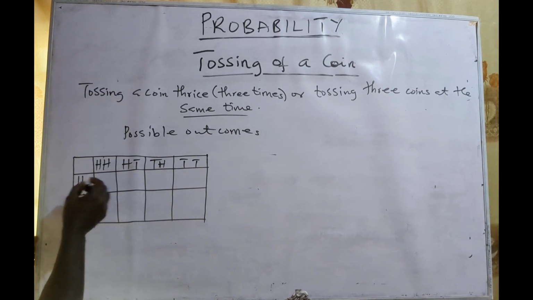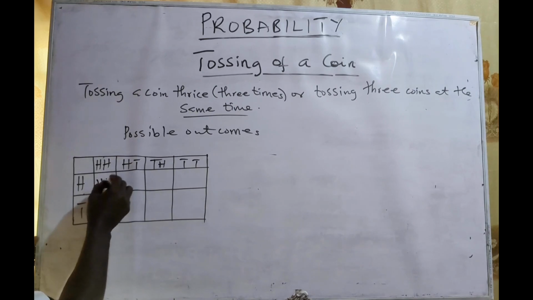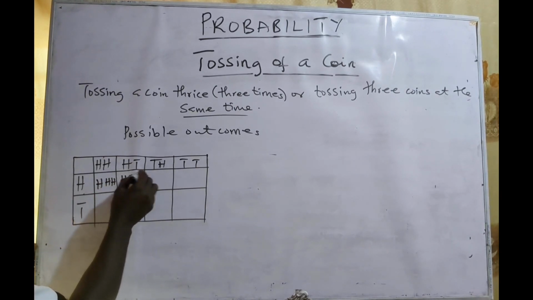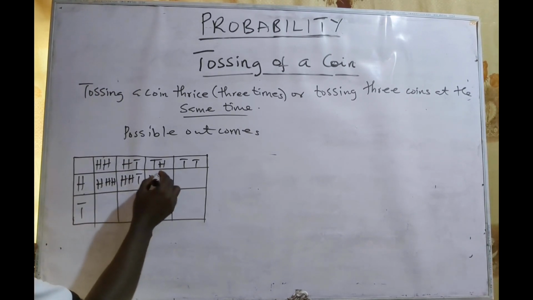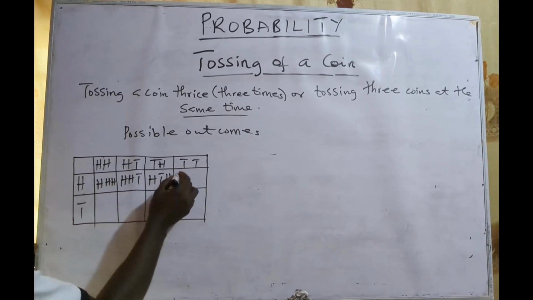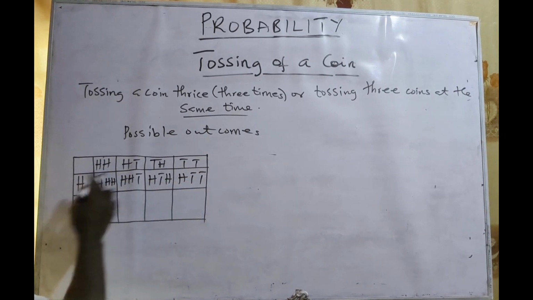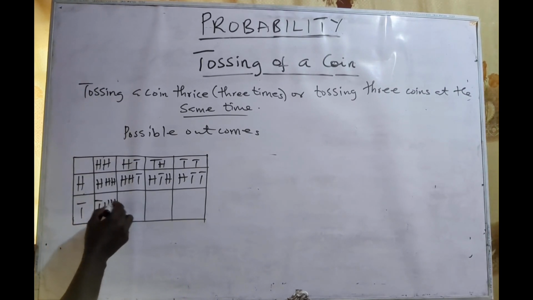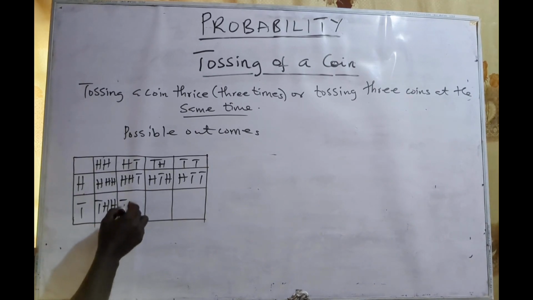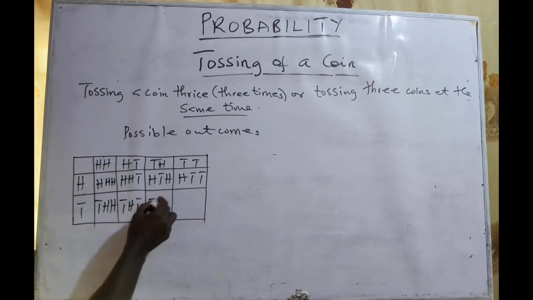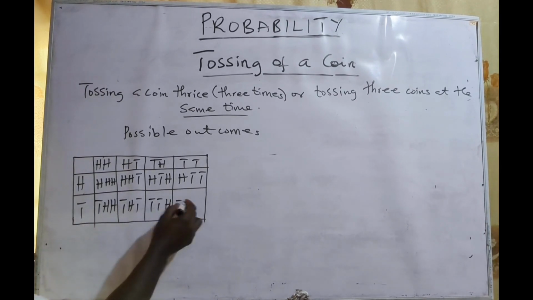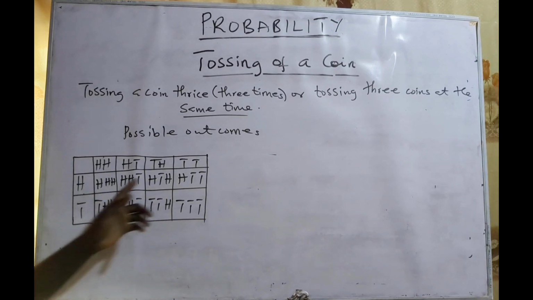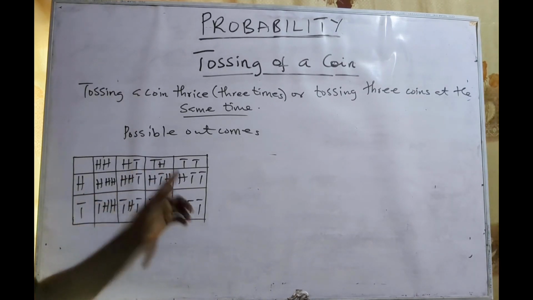So here can give us head, another head and head. All right, or we get what? Head head tail, or head tail head, or head tail tail. So we pick and combine with this one. We have tail head head, we have tail head tail, we have tail tail head, and finally tail tail tail. So this is what we can have for our possible outcomes.